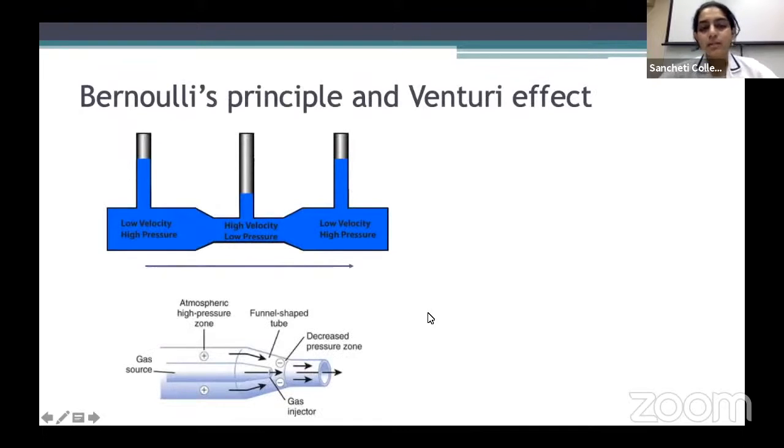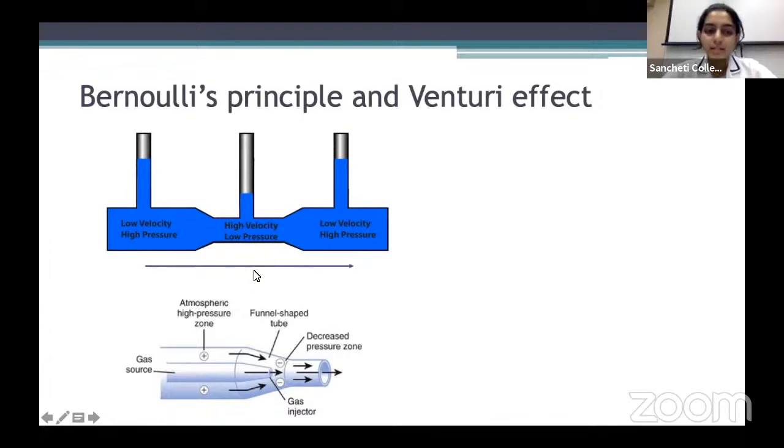Now, coming to Bernoulli's principle and the Venturi effect. Bernoulli's principle is a basic fluid mechanics principle, which you learn about in physics. To put it in the simplest terms possible, whenever gas or liquid is flowing at a low velocity, it is surrounded by high pressure. When it is traveling at high velocity, it is surrounded by low pressure. That's it. That's Bernoulli's principle.